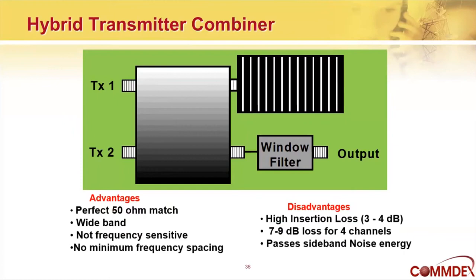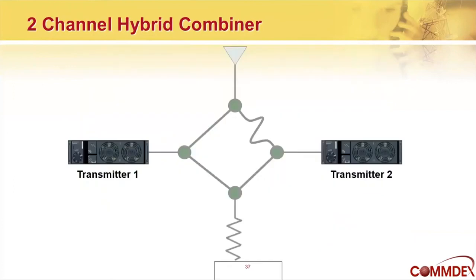There's also a window filter to cut out the harmonics, because just like an isolator, it generates harmonics. Here is kind of what happens inside a 2-channel hybrid combiner. It's kind of interesting to see how they do this.